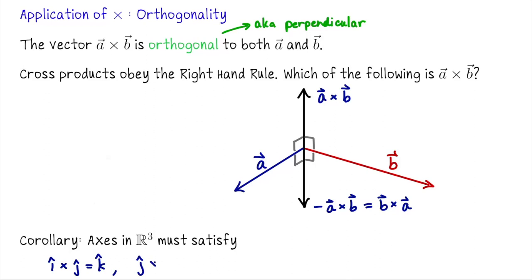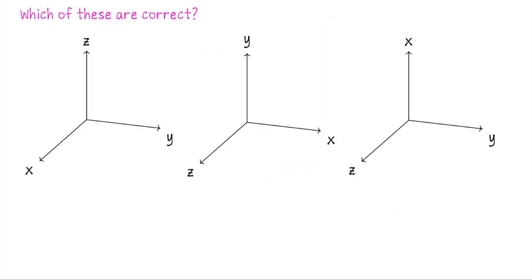Similarly, you can check that J cross K computationally will give you I, and via the right-hand rule, the way you draw your axes in R3, it also has to give you I. And then lastly, K cross I must give you J. So the way that I've been labeling the axes in R3 is the standard way to label them. Other configurations might satisfy those rules and therefore be possible. So look at these three pictures for a minute and decide, do these pictures satisfy the right-hand rule? So are these valid ways to label the positive halves of the X, Y, and Z axis?